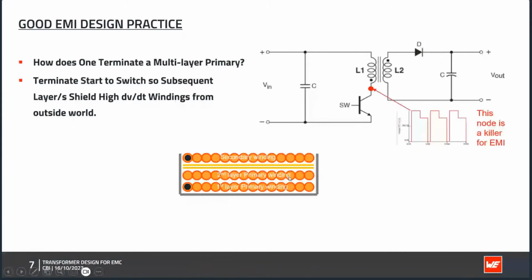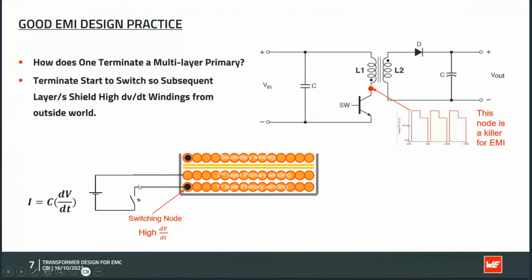So if we now connect the switch to the start of the winding, we have the source of the EMI, the steep slopes in the voltage, buried very deep inside the transformer. And if we look at the equation, we see the common mode current is proportional to the capacitance and to the change of voltage, du by dt.